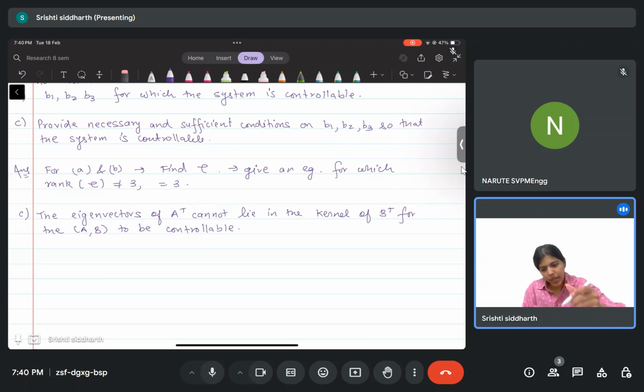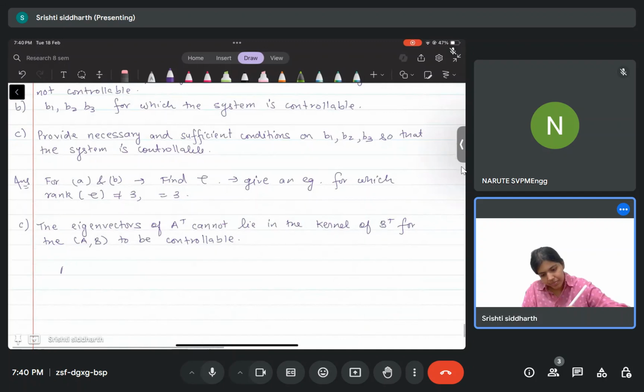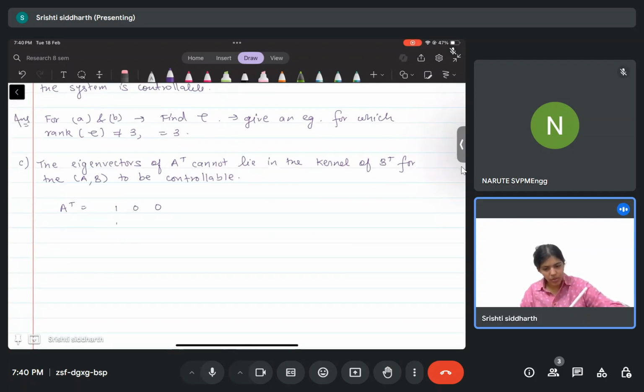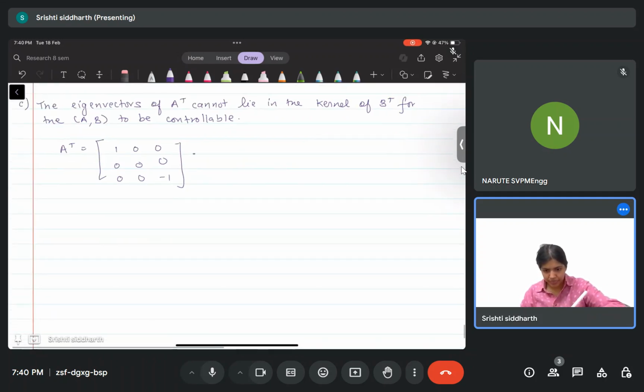Okay, so A transpose is the matrix with rows 1 0 0, 0 0 0, 0 0 minus 1. Then the eigenvalues can be determined by the determinant of A transpose minus lambda I equal to 0. I'm going to write this down directly. Lambdas are 0, 1, minus 1.